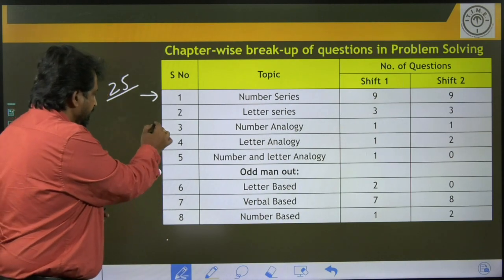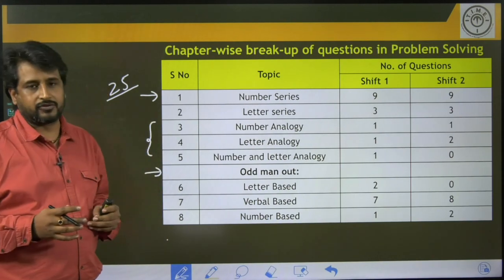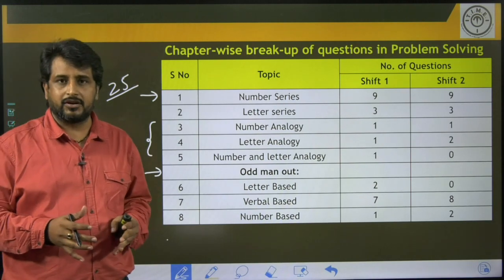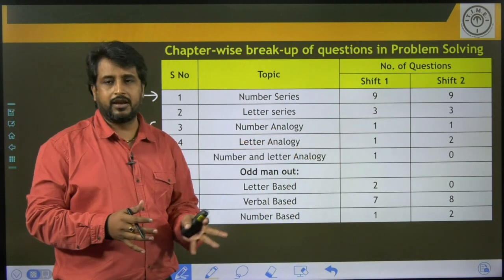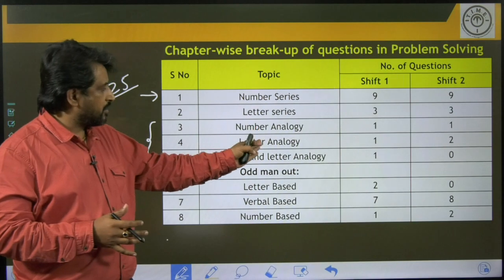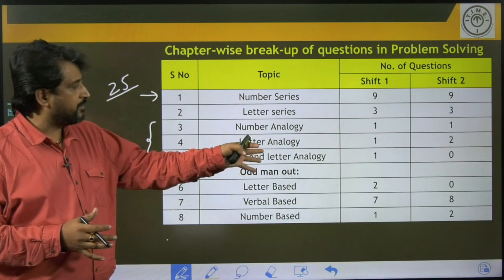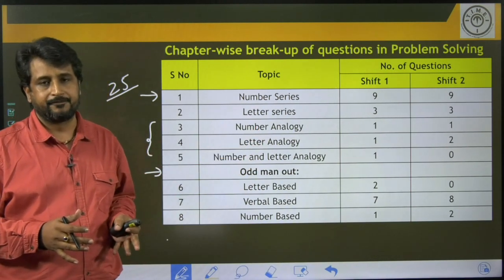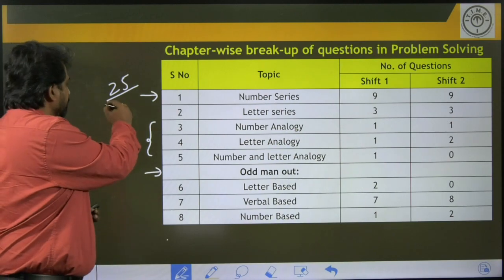And from the analogies, they reduced the number of questions. They used to give generally 10 questions, but it is restricted to 3 questions. From number analogy, letter analogy, as well as the combination of number analogy and letter analogy, questions are given. Okay, so overall 25 questions are given.